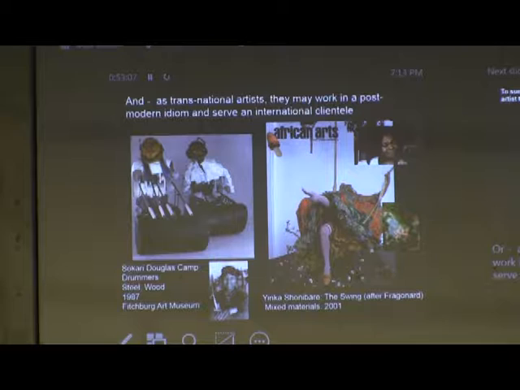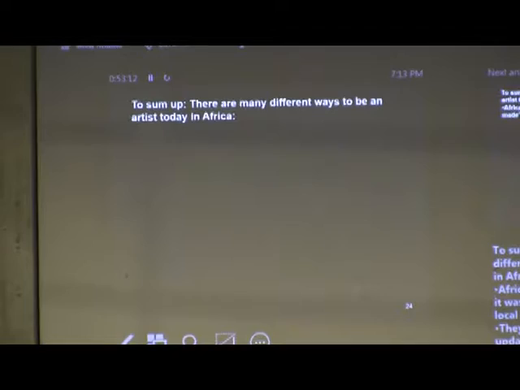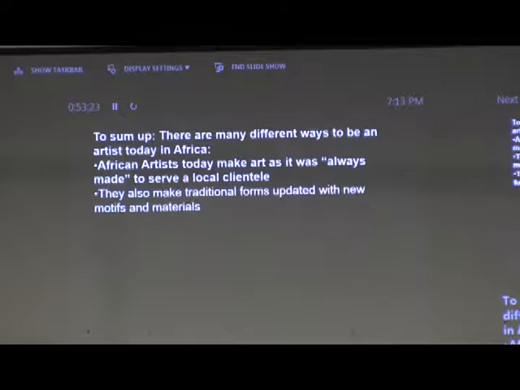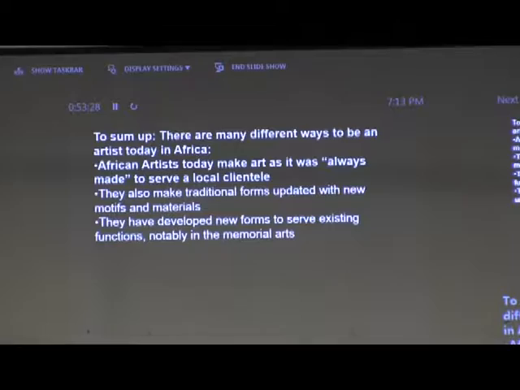So what he's doing is he's kind of playing a reverse game there and making a comment about that. So, summing up, I'm not finished yet though, even though you might hope I am. But anyway, African artists make art as it always was. They also make traditional forms that have been updated in various ways. They have developed new forms to serve old needs. They've developed new forms to serve new needs.